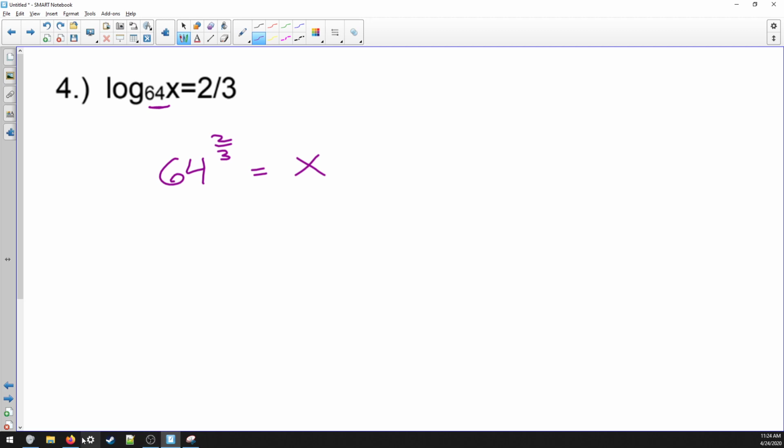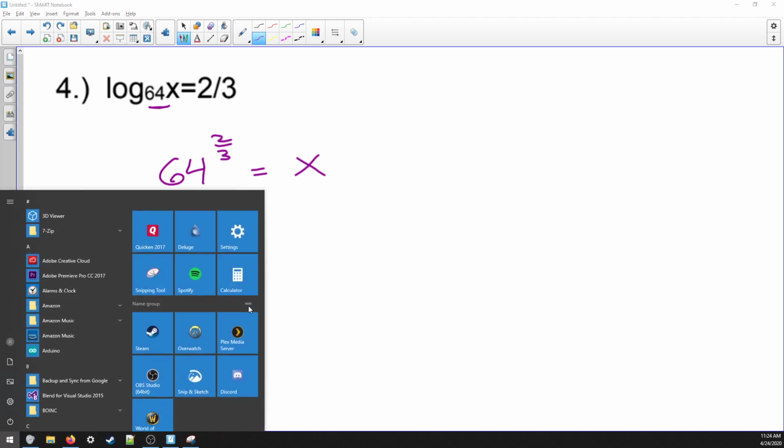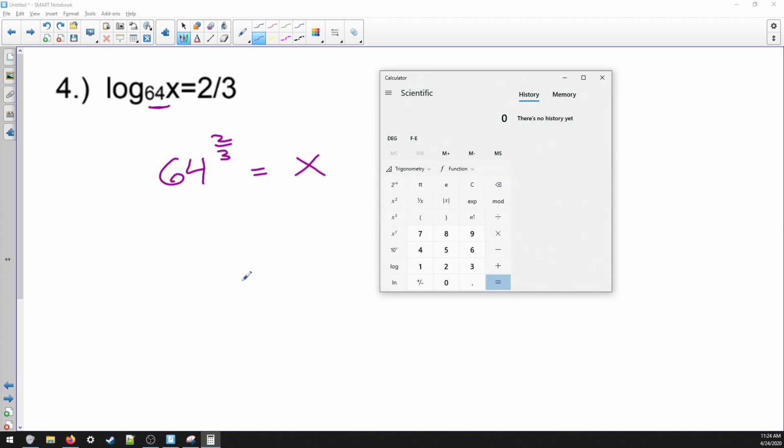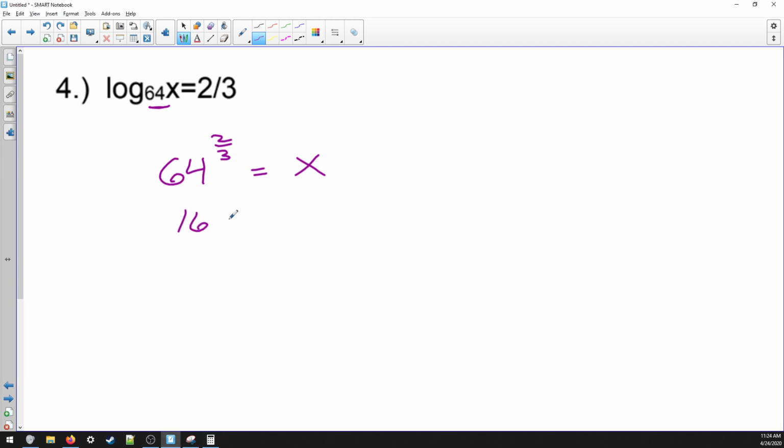You can grab a calculator to do this. So we'll do it real quick at the calculator so you can see that, but I'm also going to remind you about what that means. So 64 to the, and then I'll use my parentheses, 2 divided by 3. Then hit enter, and that's going to be 16. So it looks like 64 to the 2/3 is equal to 16. And that's your answer.